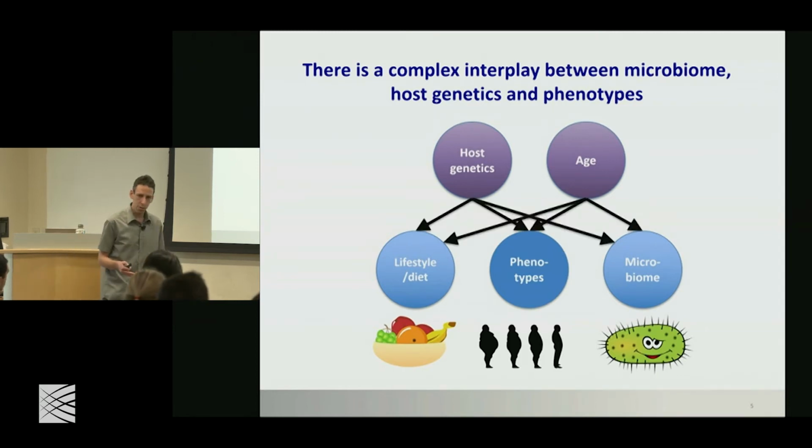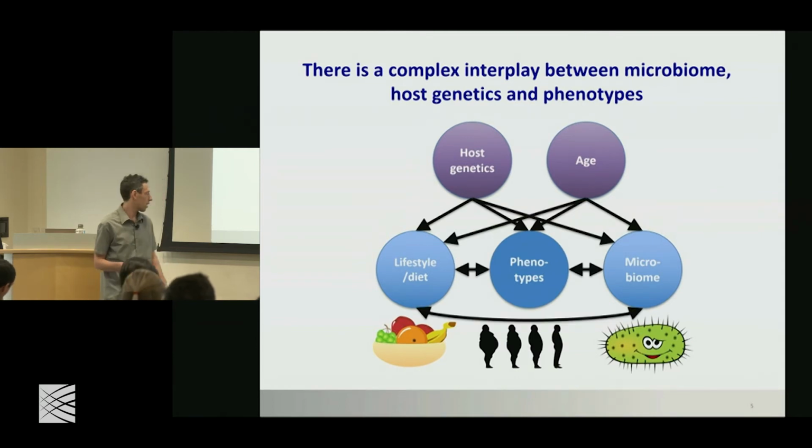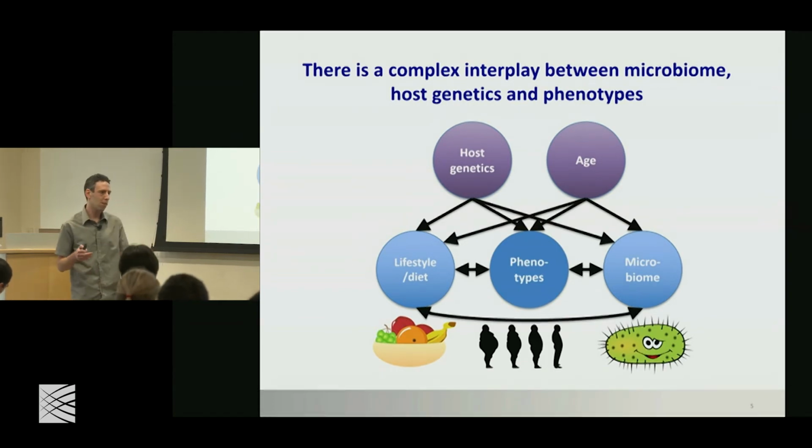So we know that our genetics and our age have a causal influence on these factors at the bottom. But then there are also these complex bidirectional interactions between these factors at the bottom and each other. So it's pretty difficult teasing apart what really is associated with what. And this is basically what we try to do in this work.